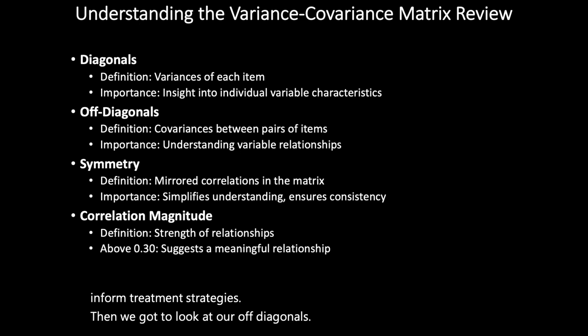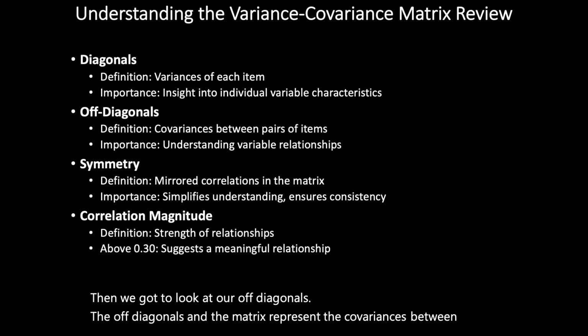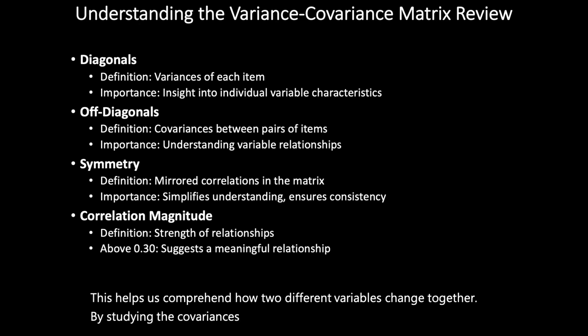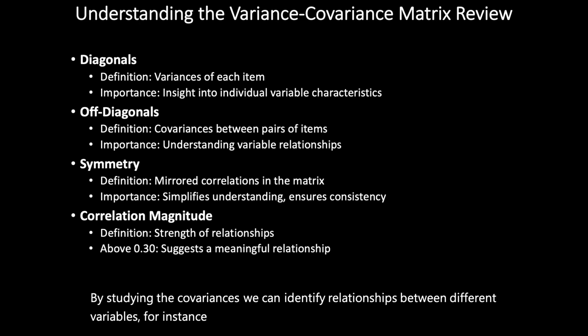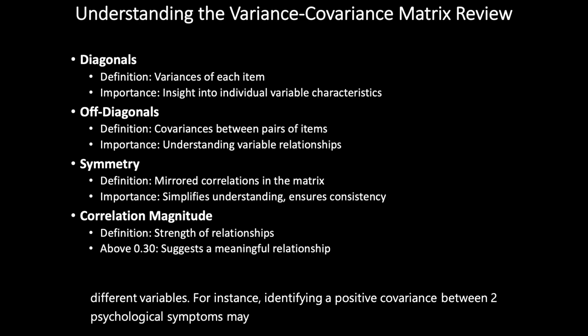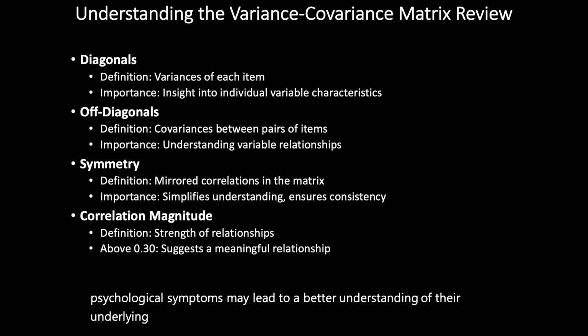Then we've got to look at our off diagonals. The off diagonals in the matrix represent the covariances between pairs of variables. This helps us comprehend how two different variables change together. By studying the covariances, we can identify relationships between different variables. For instance, identifying a positive covariance between two psychological symptoms may lead to a better understanding of their underlying causes and thus more targeted therapeutic interventions.